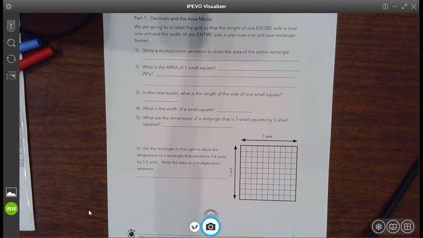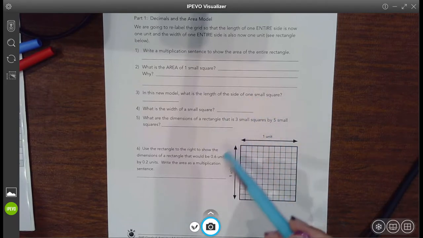Hello, my little mathematicians. Today we're going to explore multiplying decimals with area boxes, and hopefully by the end you'll see why multiplying decimals works out the way it does and why we get certain answers that we do. Okay, so first off, let's take a look at this area box down at the bottom. We're going to use this when answering the questions.